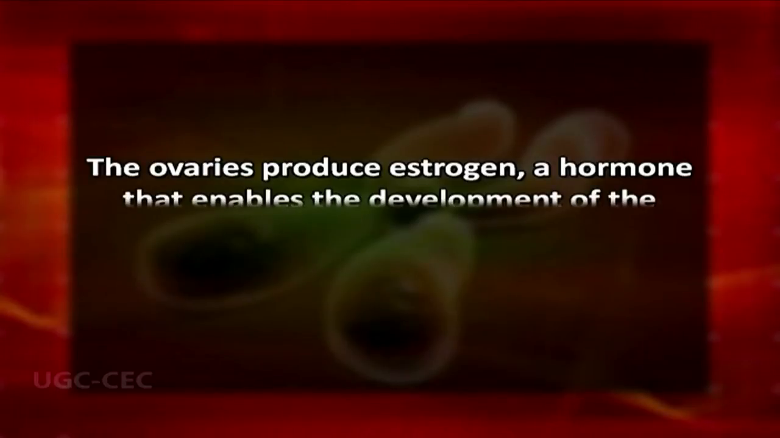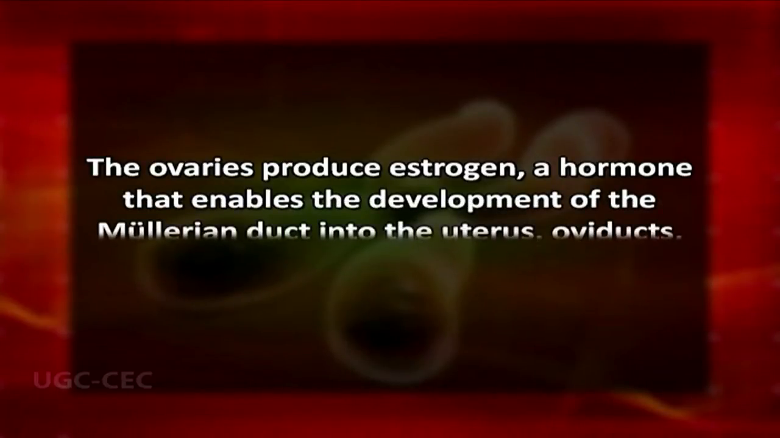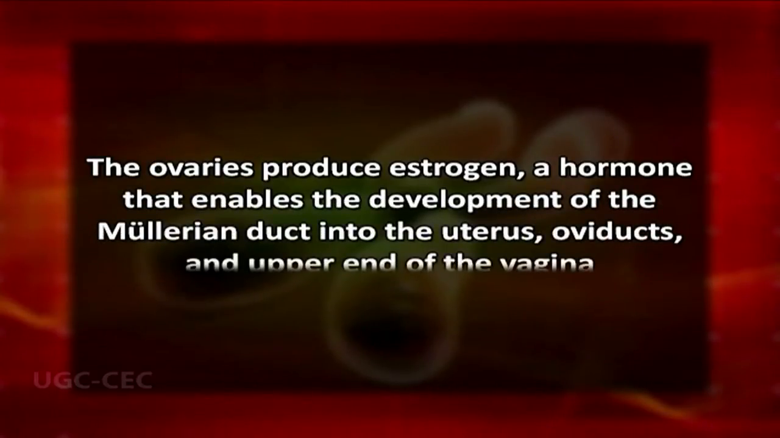The ovaries produce estrogen, a hormone that enables the development of the Mullerian duct into the uterus, oviducts, and upper end of the vagina. If the Y chromosome is present, testes form and secrete two major hormones. The first hormone, anti-Mullerian duct hormone, destroys the Mullerian duct.